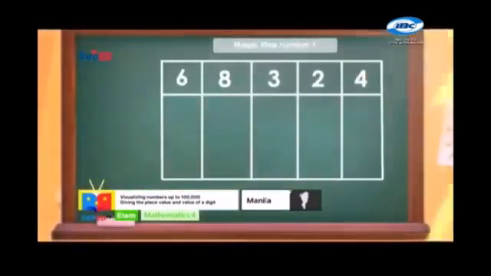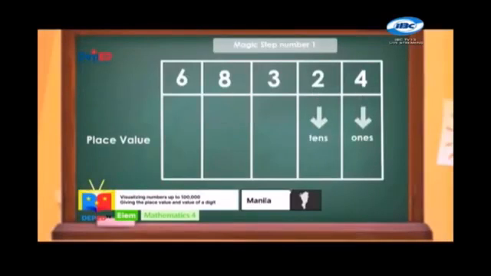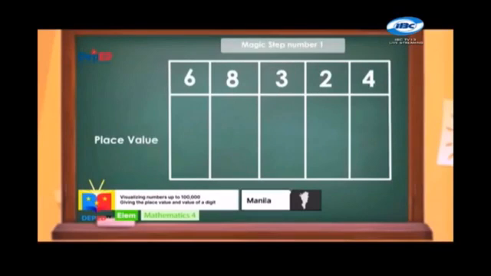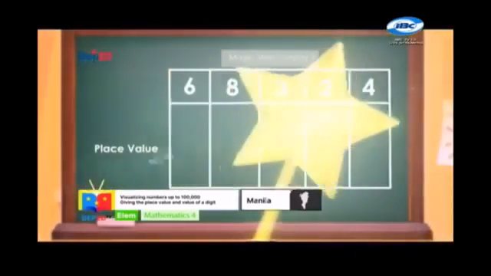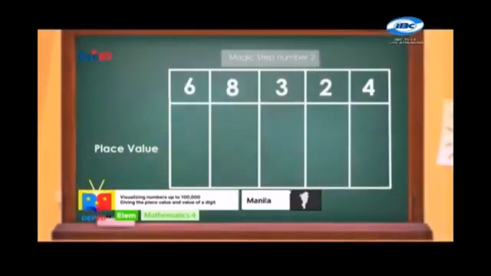Magic step number 1. Determine the place value of each number. Try it. Amazing! Ones, tens, hundreds, thousands, 10,000s. Magic step number 2. Make a table separating the place value of each number. Draw it. Let me see your drawing.